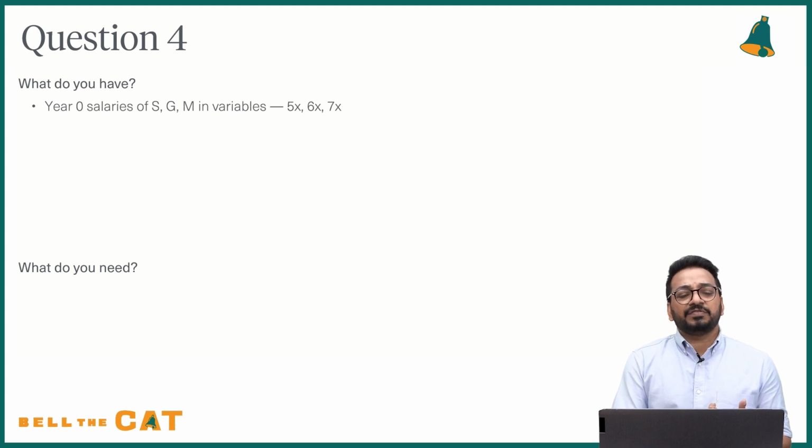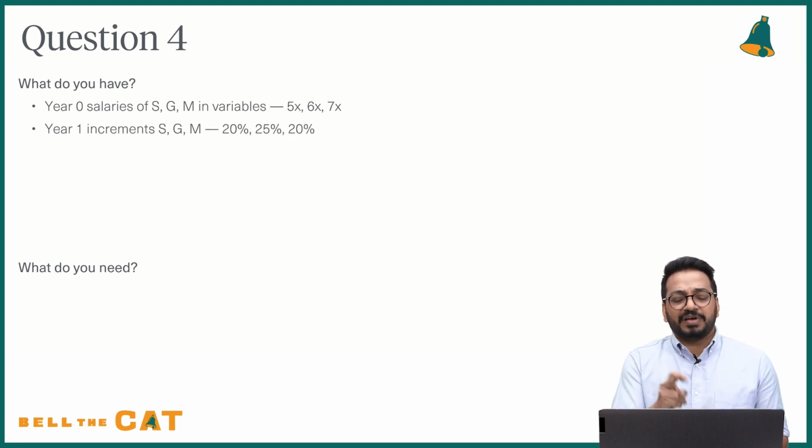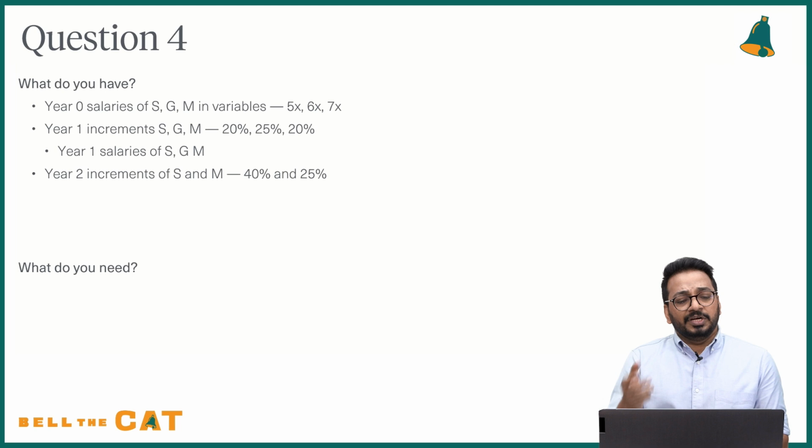Year 0 salaries of S, G and M. So, 5:6:7, you take it as 5x, 6x, 7x. Year 1 increments 20, 25, 20. So, you can calculate the salaries at the end of year 1. You can get that value in terms of x. Year 2 increments of S and M. So you know that for year 2, S and M salary also you can calculate.